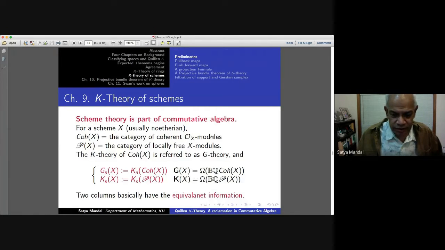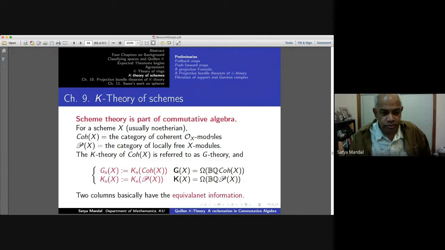Okay, so in any case, we'll be talking about schemes from now on. A lot of things from now on wouldn't make much sense in the affine category. In the affine category, I cannot even have a long exact sequence. Anyway, once again, K-theory of coherent sheaves is called G-theory, and we use Gn of X to denote the group.